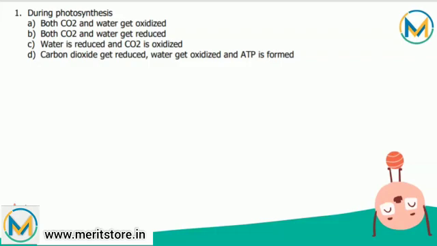So we know photosynthesis is a redox process. It uses two substrates, water and carbon dioxide. During photosynthesis, water is oxidized into oxygen and carbon dioxide is reduced to sugar. The oxidation of water occurs during the light reaction and reduction of carbon dioxide occurs during the dark reaction. Thus, the correct answer is option D. That is, carbon dioxide gets reduced, water gets oxidized, and energy in the form of ATP is formed.